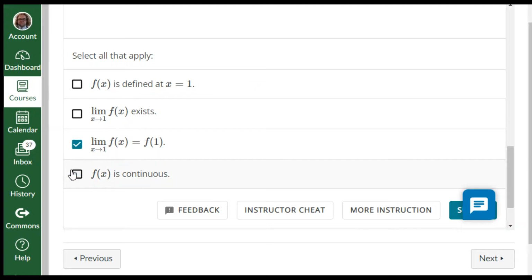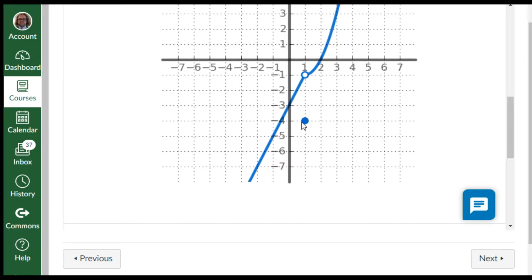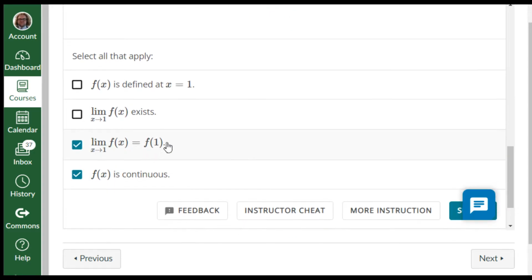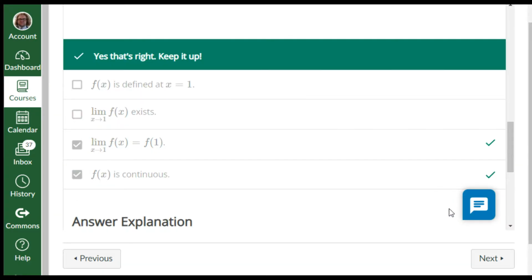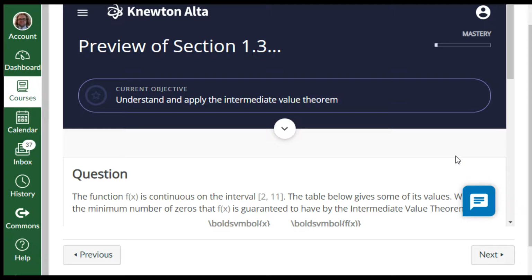The limit is different from f of 1, and f is not continuous. I mean, f of 1 is -4. The limit towards 1 is -1. So it's not continuous. And the second option there is exactly the definition of what it means to be continuous.